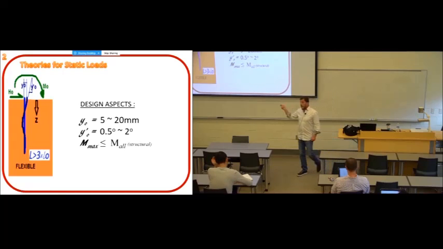The maximum moment should be less than or equal to the allowable moment that the pile can take, which is not the case in vertically loaded piles. The vertically loaded piles most often fail because the soil gives in. It settles more than you want. In laterally loaded piles, the pile breaks before the soil gives up.